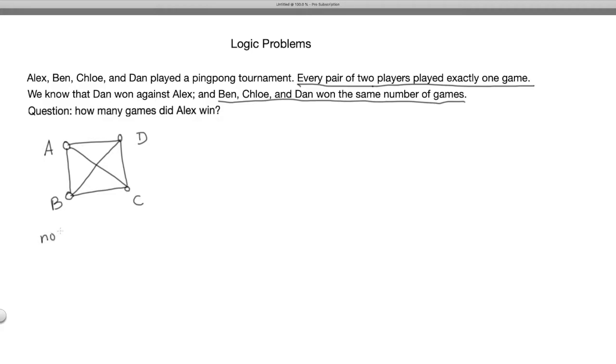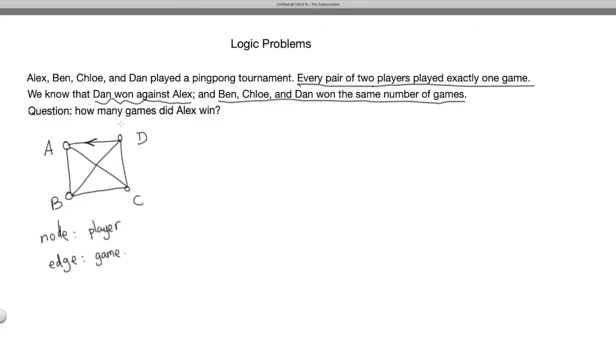So we have a node to represent the player, and an edge, the connection between the nodes, representing a game. If A wins over B, we're going to introduce an arrow pointing from A to B. So for example, we know that Dan won against Alex. We're going to point this arrow from D to A. Okay? So the direction from D to A means that D won against Alex.